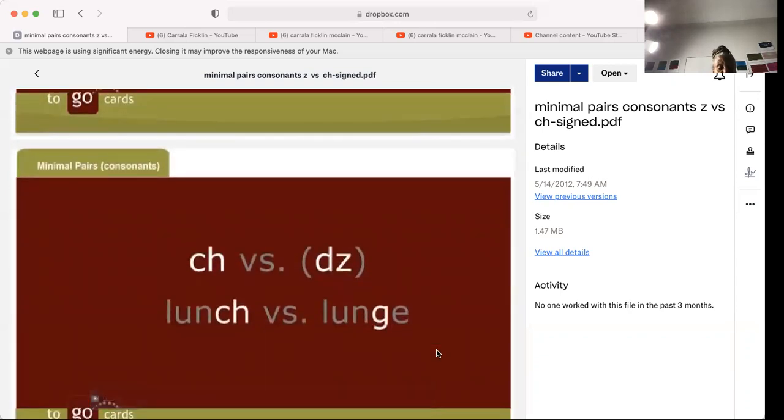Lunch, lunge. I can see, because I'm feeling how this is being pronounced in my mouth, how someone who's not used to the English language would not be able to distinguish the two words. They probably could hear it, but they wouldn't be able to do it in their mouth, because your mouth and that part of your face looks different depending on what language you speak.